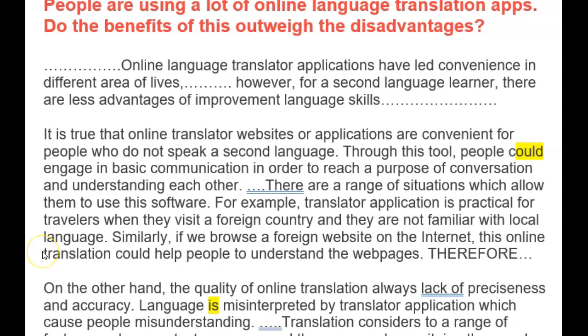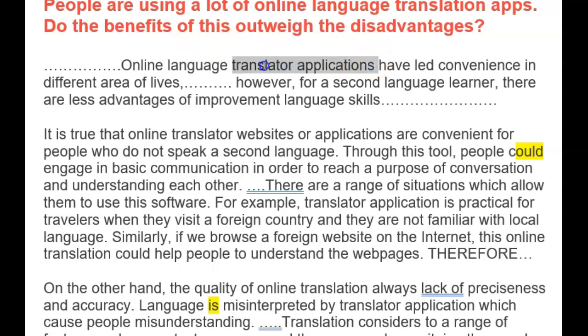So this essay, let's go straight in. This essay is about online translation apps. Do the benefits outweigh the disadvantages? I think you need a little bit more here before you go into your introduction. So in today's global world, or in today's very busy global society, something like that, online translation applications.